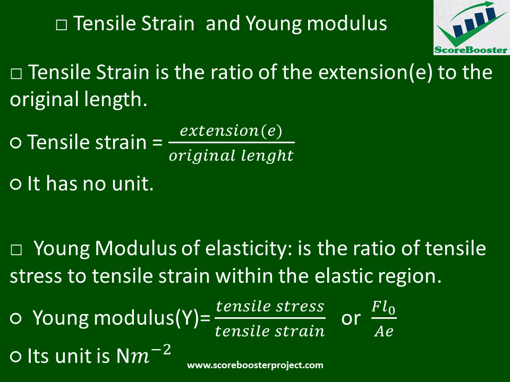Then the next concept we shall be considering is the concept of Young modulus of elasticity. By Young modulus, we mean the ratio of tensile stress to tensile strain within the elastic region. Mathematically, Young modulus Y equals tensile stress over tensile strain. Or alternatively, we can say the Young modulus is equal to the product of force and natural length over the product of area and extension. Of course, this is got from the formula of stress, which is force over area, divided by the formula of strain, which is extension over original length. So if we adjust that, we are going to get FL over AE. Now the unit of Young modulus is also Newton per meter square.